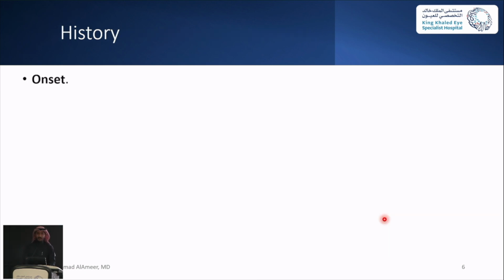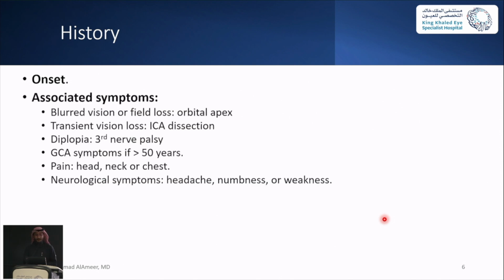In the history, you need to ask about the onset of the anisocoria. When did the patient notice that? Is it since birth or 1 day, 2 days? What are the associated symptoms? Is there any blurred vision or field loss, which might point toward the orbital apex, where the optic nerve is, third nerve, and the sympathetic nervous system is there? Is there any history of transient visual loss, which could be from ICA dissection, internal carotid artery dissection?